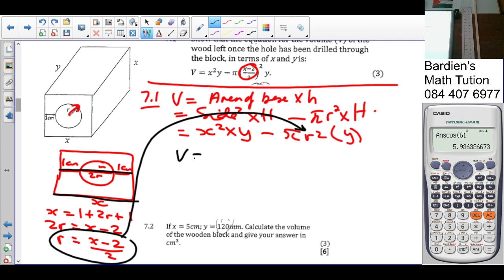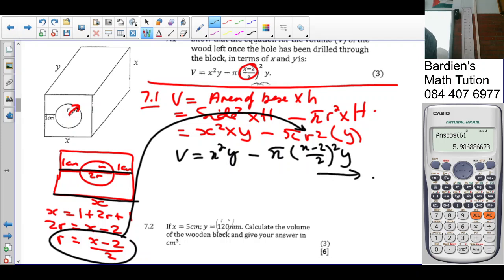So in other words, the volume is equal to x squared y minus pi r, which is x minus 2 over 2 squared. And there we have just proven that the volume can be written as that. Okay, any confusion? Okay.